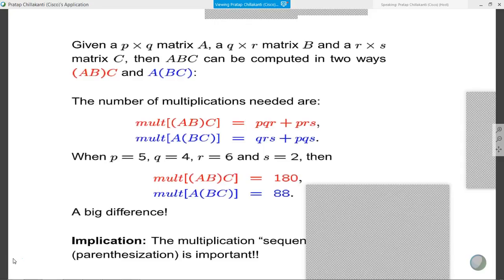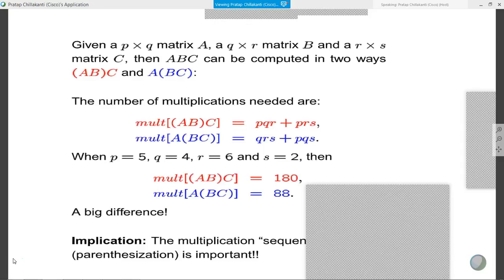Okay, because when you multiply P by Q and Q by R, you will get a P by R. And you are multiplying P by R with R by S, so you get P by S. So you can do it as AB followed by C, or do BC and then do A times BC.